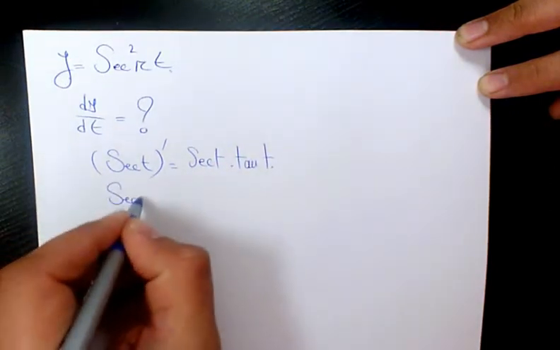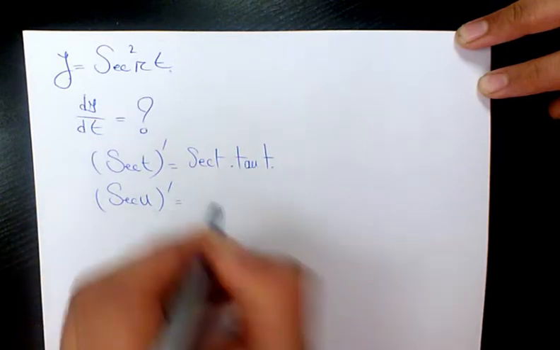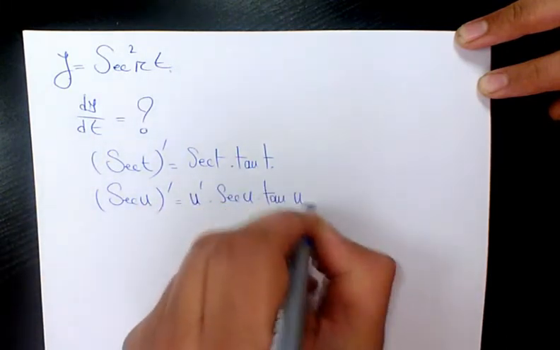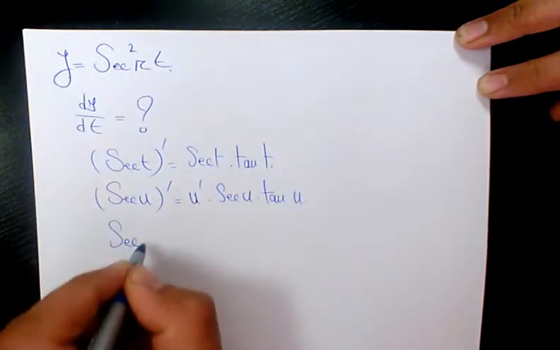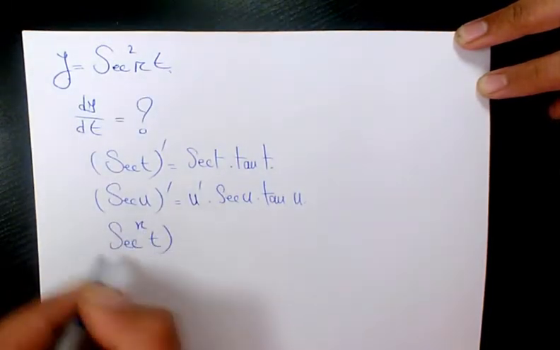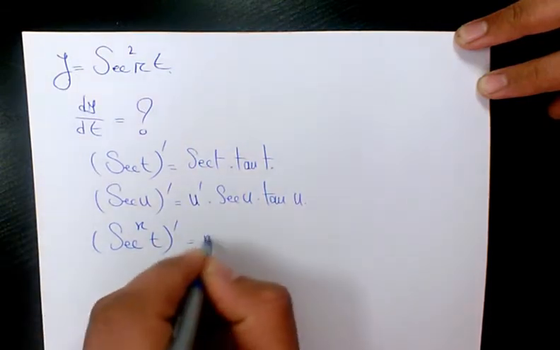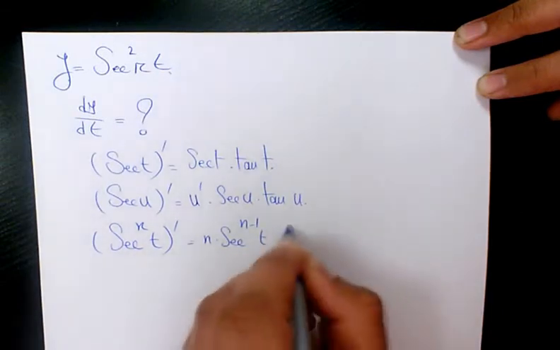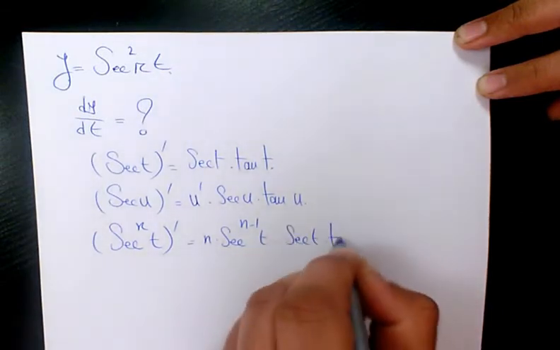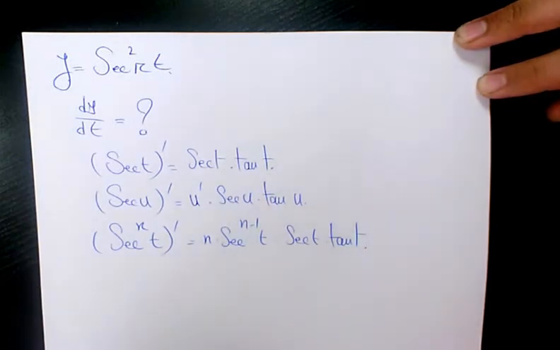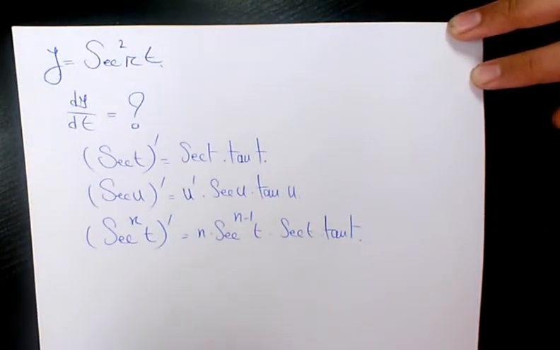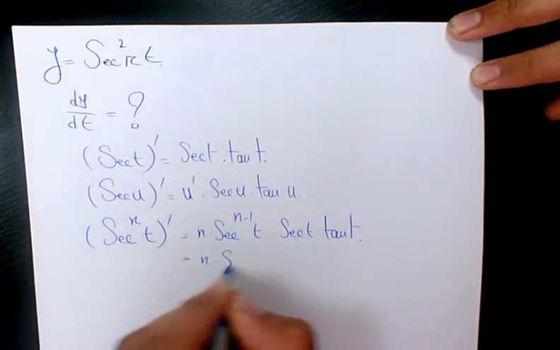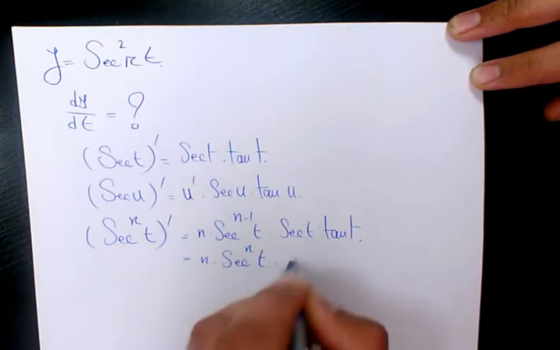The derivative of secant u, when u is a function of t, is going to be u prime times secant u times tan u. The derivative of secant to the power of n t is going to be n times secant to the power of n minus 1 t times secant t times tan t, which will be n times secant to the power of n t times tan t.